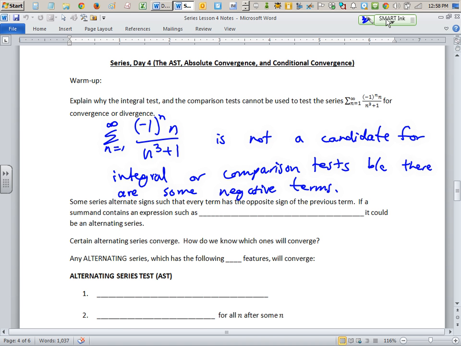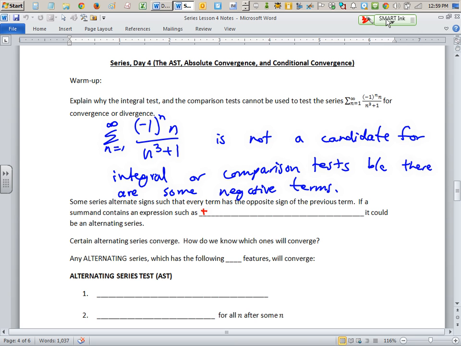So far I've only given you the integral test, the comparison test, and the nth term divergence test, but that's not good enough, evidently, because then we couldn't solve this problem, right? So you guys know that some series will alternate their signs so that every term has the opposite sign of the previous term. So it goes positive and negative and positive and negative and positive back and forth.